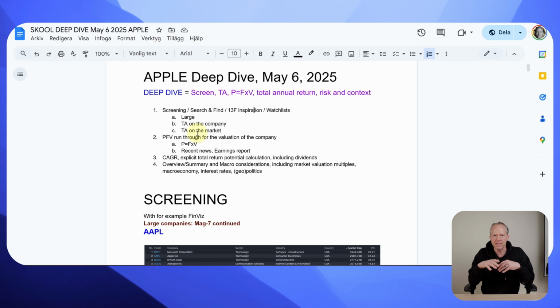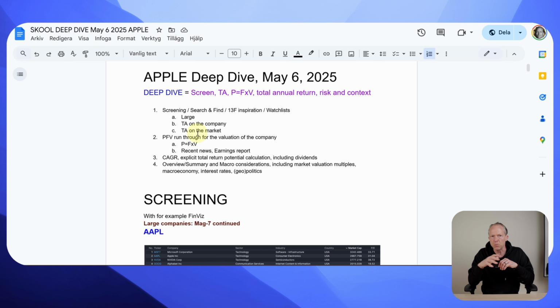And then we do a technical analysis, sometimes only on the stock itself and sometimes also on the general market. The idea with technical analysis is to see if we have any headwinds or tailwinds and what the timing of our potential investment is like.